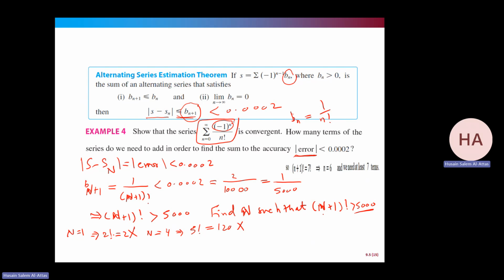I need it to be more than 5,000. N equal 5, then I have 6 factorial, which is 6 times 120, which is 720. No, I'm not getting it. If N equals 6, let us see what will happen. I have 7 factorial. What is 7 factorial? 7 times 720. As I said, I'm trying to do it in detail. This is 5040, which is greater than 5,000. Sorry, capital N, capital N.